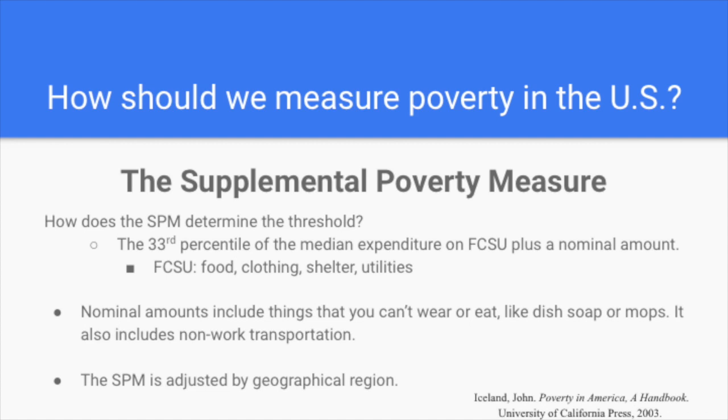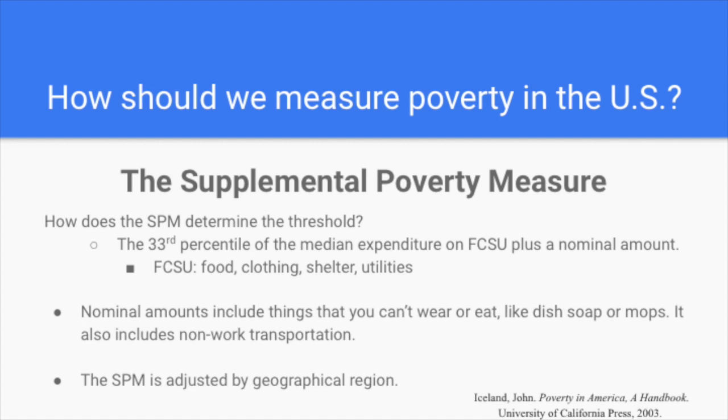How should we measure poverty in the U.S.? The Supplemental Poverty Measure, or the SPM. How does the SPM determine the threshold of who is and isn't poor? The threshold is set at the 33rd percentile of the median expenditure on FCSU plus a nominal amount for additional expenditures, not including medical bills, which is 0.2% of FCSU. FCSU stands for Food, Clothing, Shelter, and Utilities.